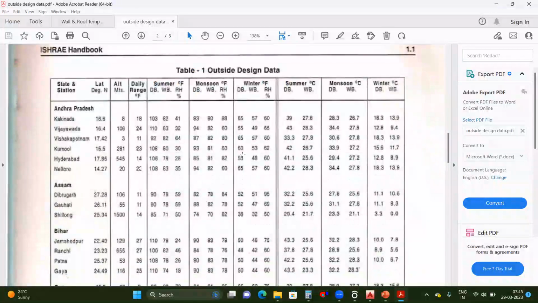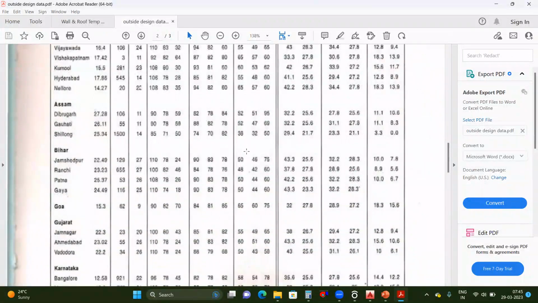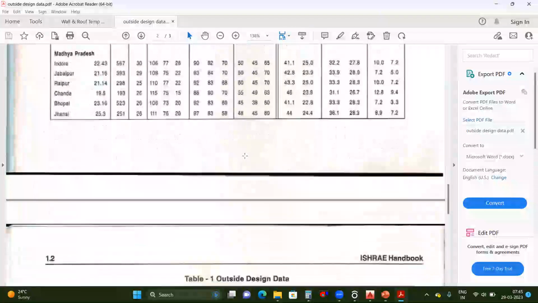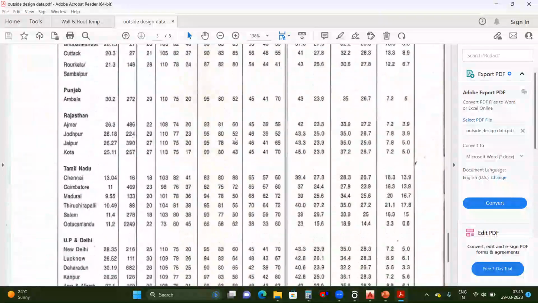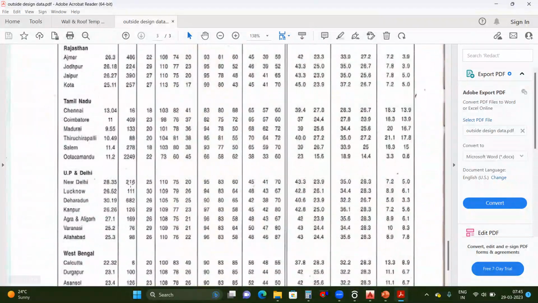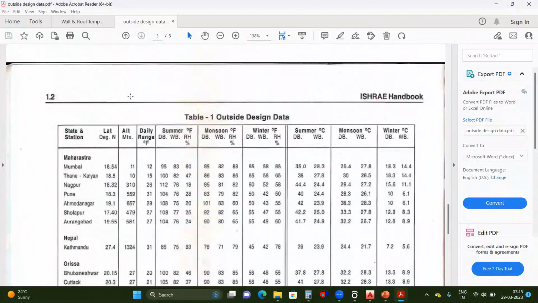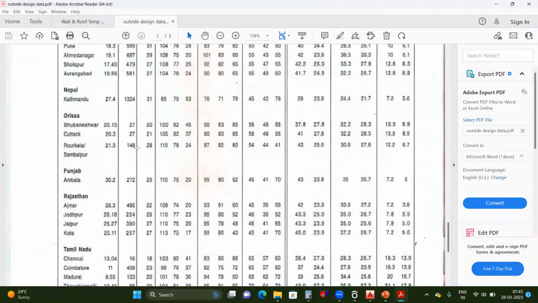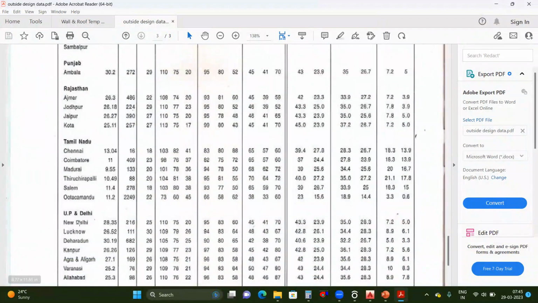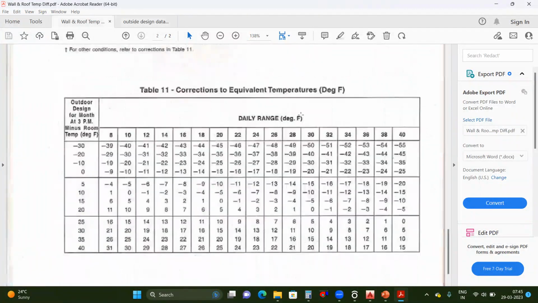So we are doing the calculation for the area of New Delhi. So we will go for New Delhi here. So this is New Delhi, and the daily range here is 25. So this is the daily range. Third one. So for New Delhi, the daily range is 25. So we'll select 25 here.